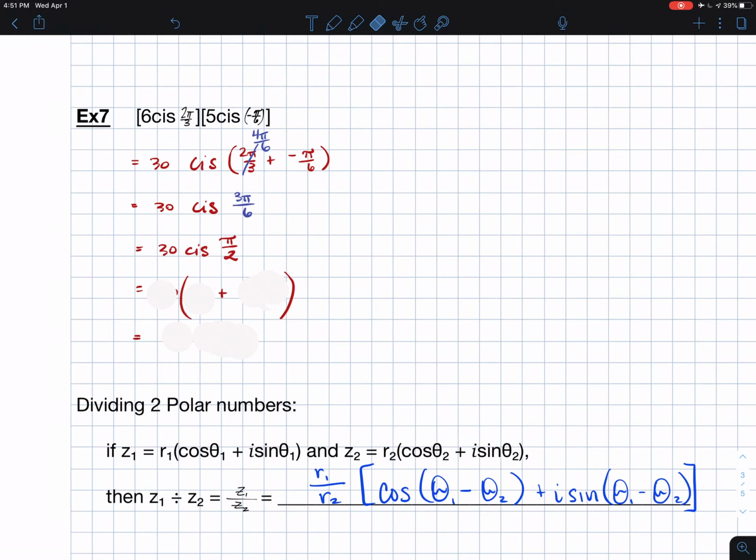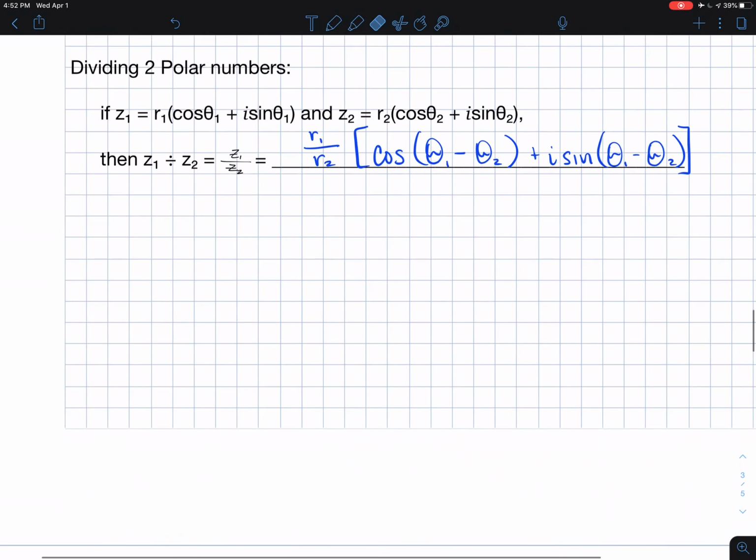Now, again, if my directions had said polar form, I would be finished. But since it says rectangular form, I need to simply simplify. So we'll go ahead then. We know that pi over 2 is up at the top of the circle. And so my cosine value is 0. My sine value is 1. Take your radius and distribute so that you have 0 plus 30i.